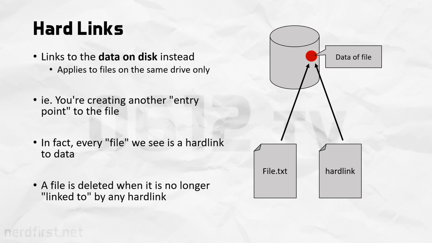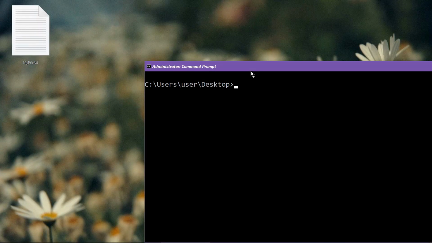The simplest way to see this would be that every file is essentially a hard link. It acts as a portal to some data that is being stored somewhere on disk. And what you're doing is you're just trying to create one or more additional entry points to the same set of data that you would find on disk. So let's see this in practice.